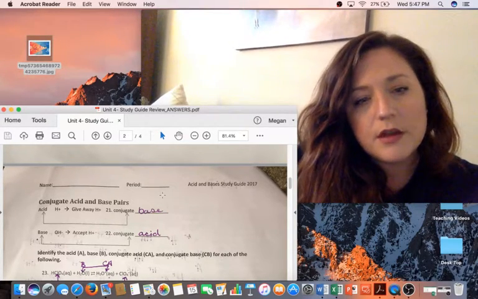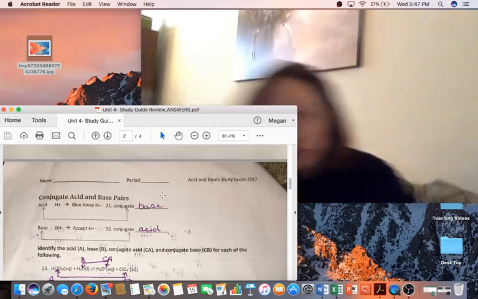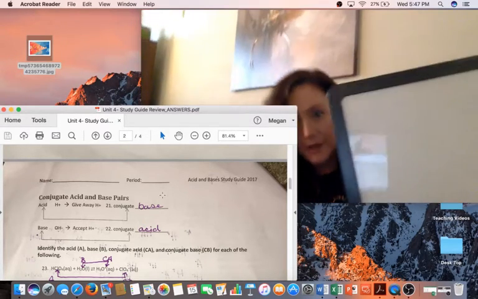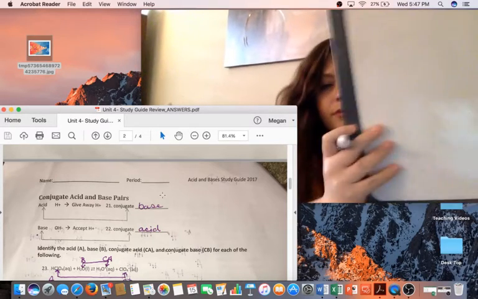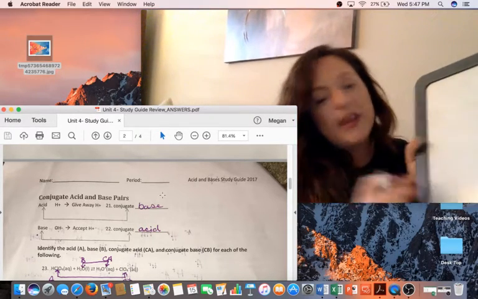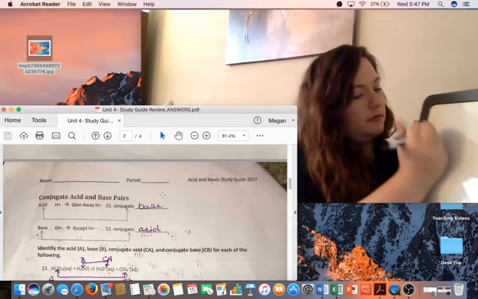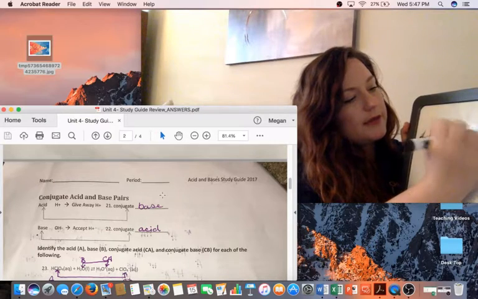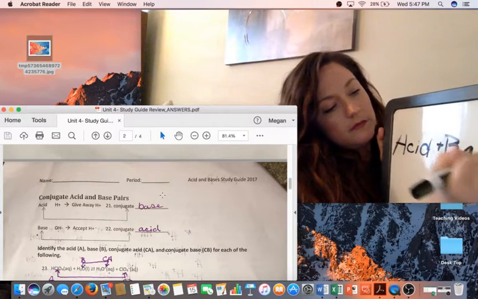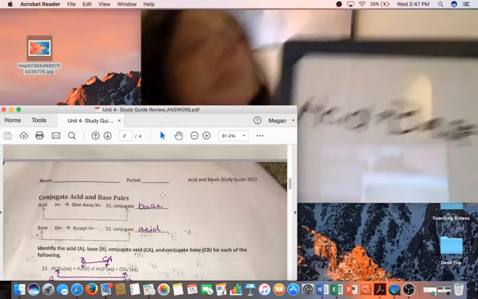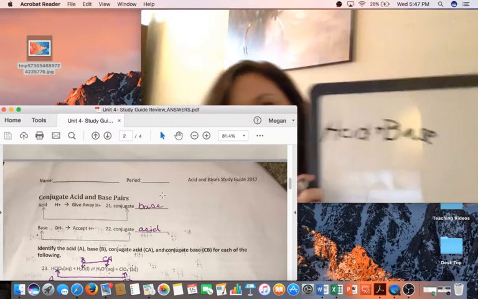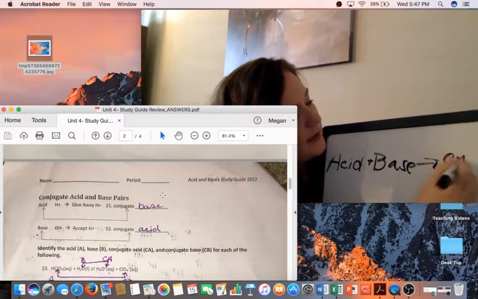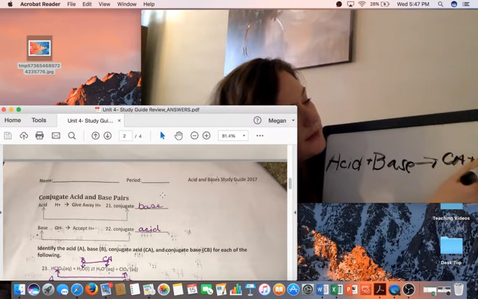So let's talk about the first one. And I have my board. Trying to figure out the best way. Here we go. So when you have an acid with a base, there are going to be subspecies. You're going to either have a conjugate acid or a conjugate base.